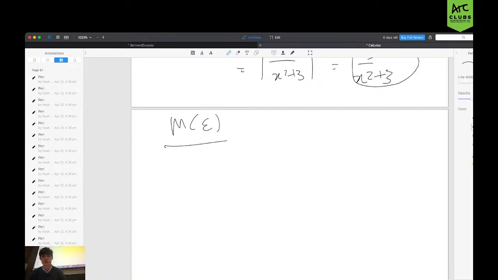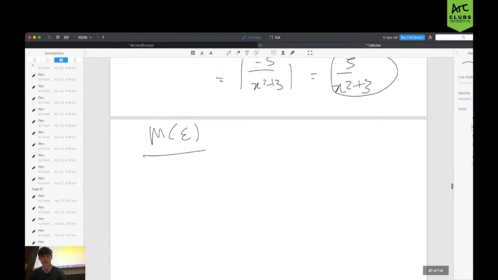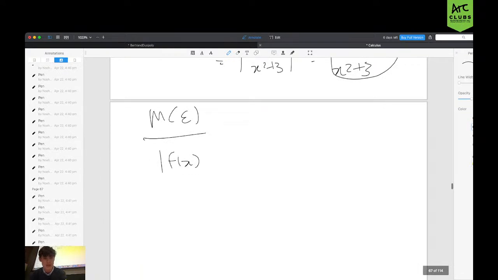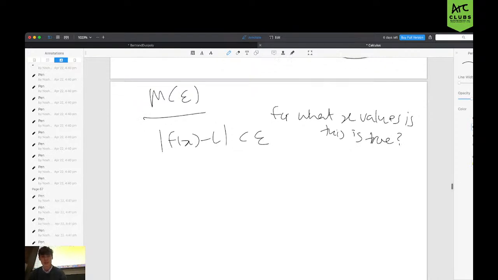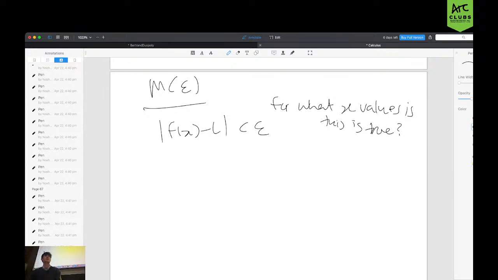But to get there, we're going to have to look at our expression for f of x minus L, and see for what x values is this true? In other words, for what x values is the function only a distance of epsilon away from the limit, right? And how can we do that? Well, we can just solve the inequality that we have. So we have 5 on x squared plus 3 less than epsilon. We want to see for what x values this is true.